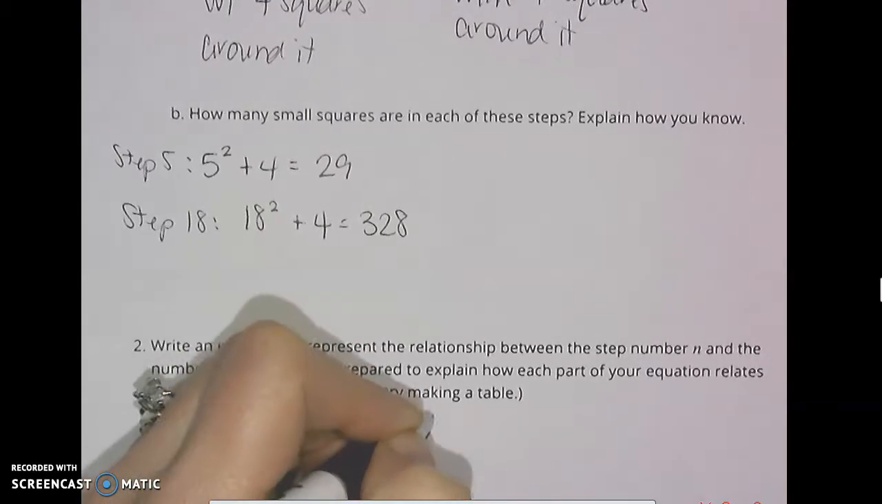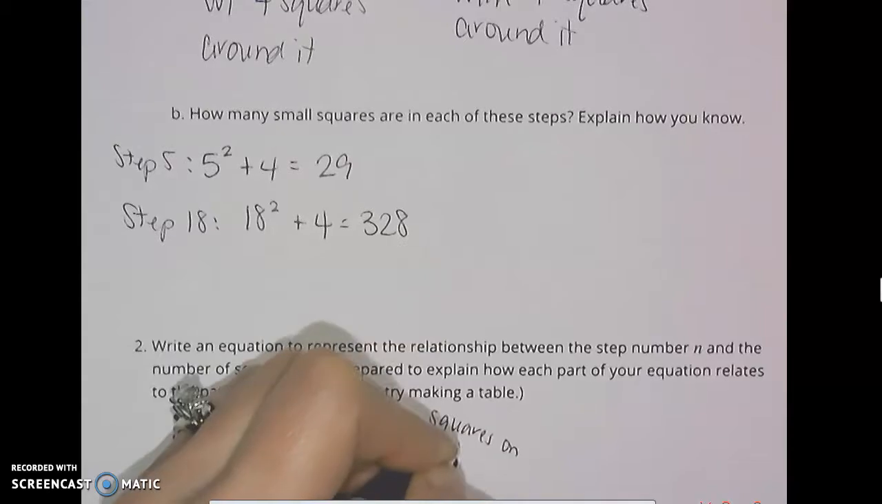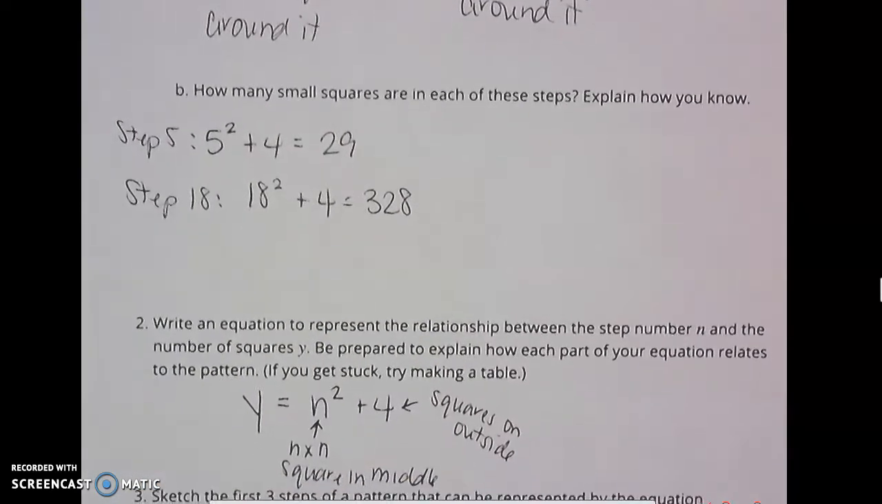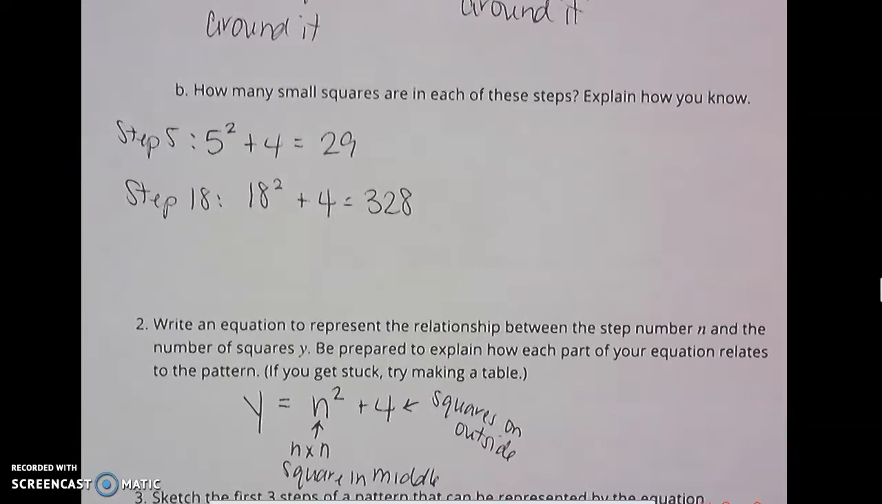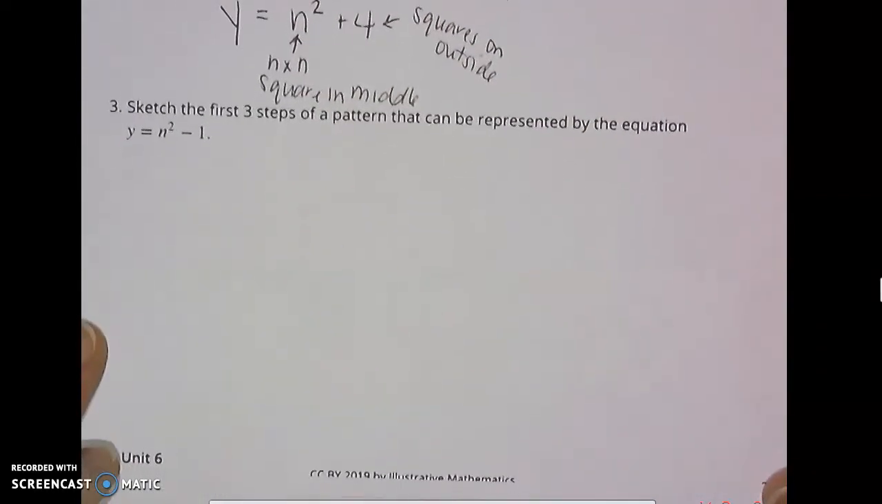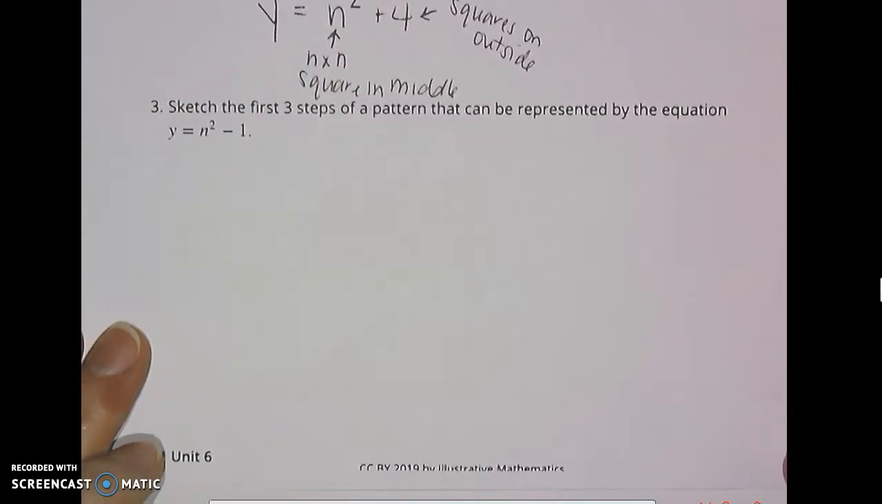And this is for the squares on the outside. Okay, the 4 squares that happened on the sides, or on the corners, I guess we'll say. All right, so what if we're looking for a different situation? What if we want to sketch the first 3 steps of a pattern that can be represented by the equation y equals n squared minus 1?